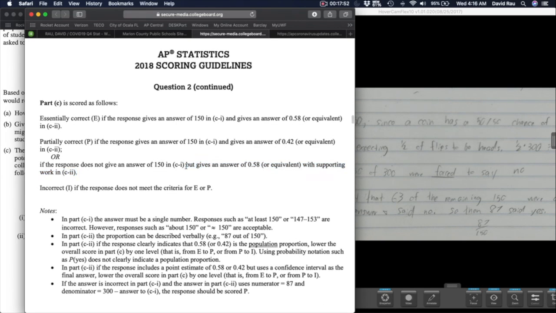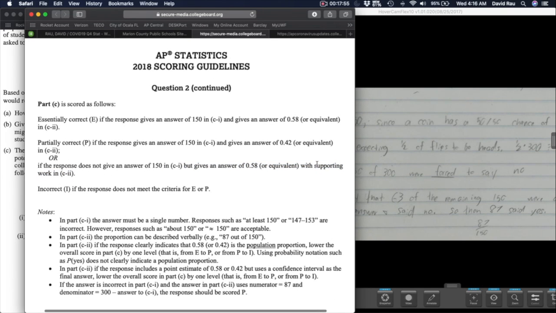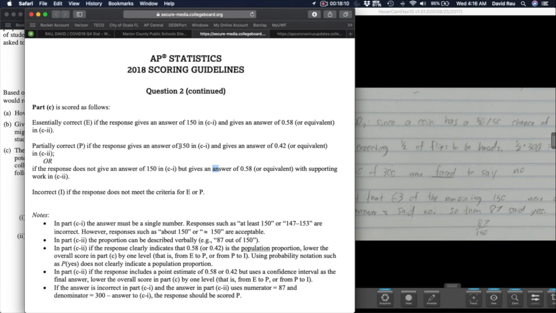Or if you don't give the correct answer, but give a correct answer of 0.58. So, in other words, if you kind of notice this, you have to at least have one of them totally correct. All right, so just kind of be aware of that. That's really what that's saying. You either got one right and one wrong, but if you get both wrong, you're out of the gate. Actually, what this also means to me is you have to get 150 and 0.42 or 0.58. If you get 150 and some other answer, I think that would qualify as an I, all right?